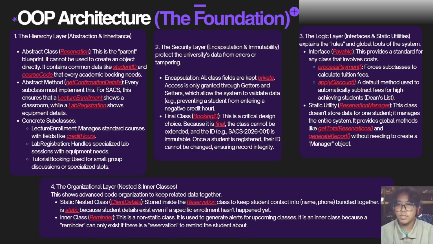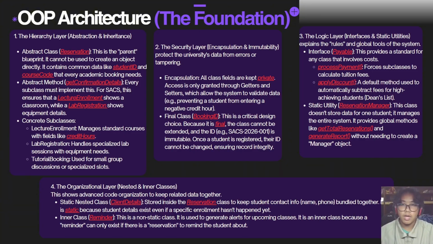So this is my slide, OOP architecture. First, we use the hierarchy layer, that is abstraction and inheritance. We make an abstract class, abstract method, and three concrete subclasses, that is lecture enrollment, lab registration, and tutorial booking.